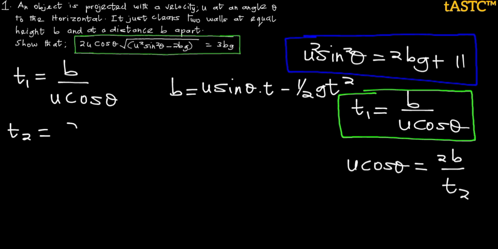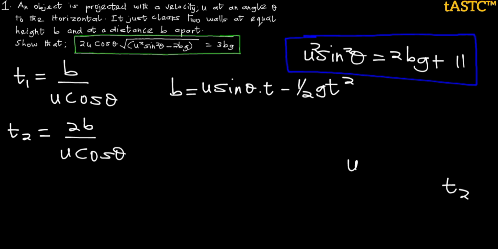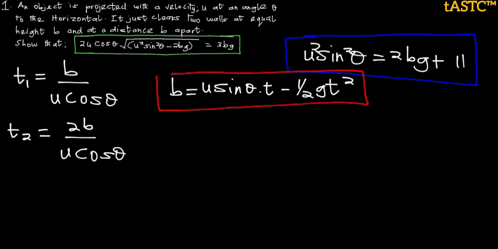T2 is going to be equal to 2b divided by u cos theta. So that is what we're going to have. So I'm going to take these ones out. Now, we're basically going to plug those relations which we have for time in the first case in this place, as well as the second case.